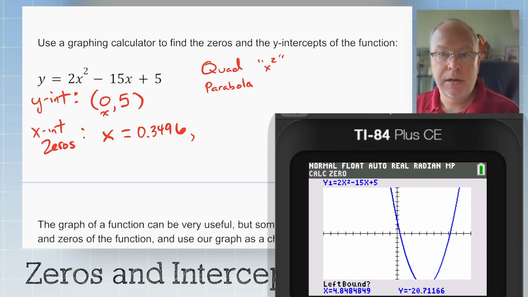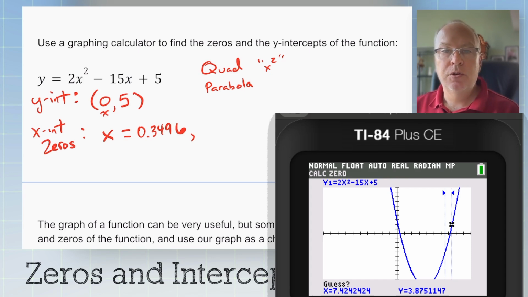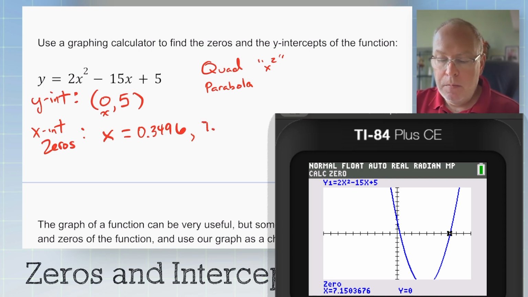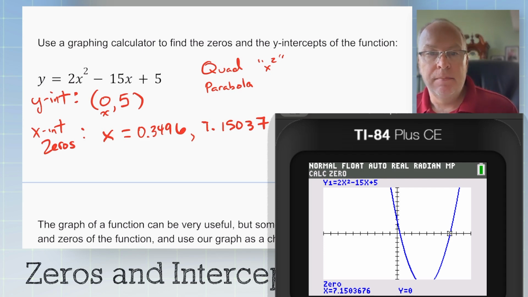Here we go. Sorry, I'm not going to clip this out of the video. All right. There we go. All right, now I'm going to hit enter. Okay, that's called the left bound. And now I'm going to go a little to the right. This is called the right bound. So you can see how it's showing the region that we want to look. I'm going to back it up a little bit and hit enter, and there's the other 0. It's at 7.15037.